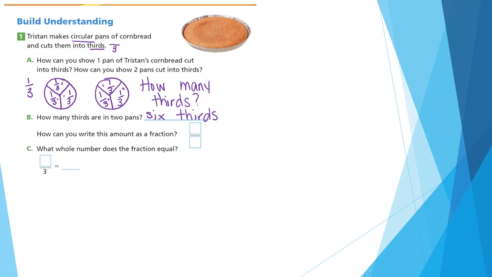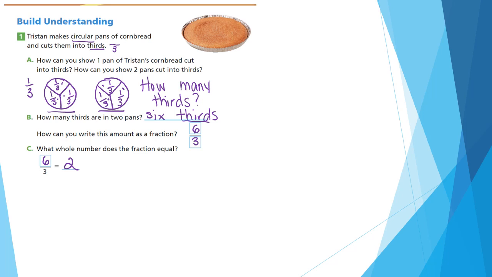So how can you write this amount as a fraction? Well, I know that if I'm talking about thirds, my denominator would be a 3, and I have 6 of those parts, so my numerator is 6. 6 thirds. What whole number does the fraction equal? Well, we have 6 thirds, and that equals 1 whole and 2 wholes. So 6 thirds equals 2 wholes.